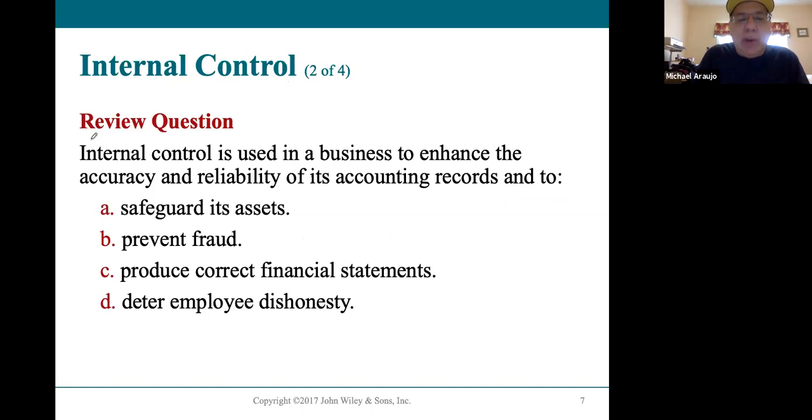So your review question here: internal control is used in a business to enhance the accuracy and reliability of its accounting records, and to A, B, C, or D. If you picked A, you were correct. It's all about safeguarding assets. Do not let them get stolen.